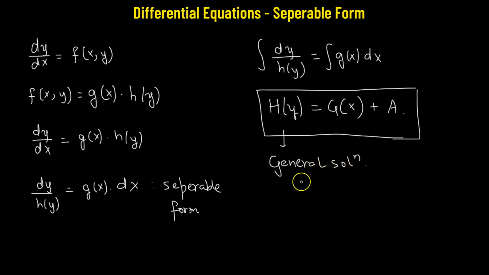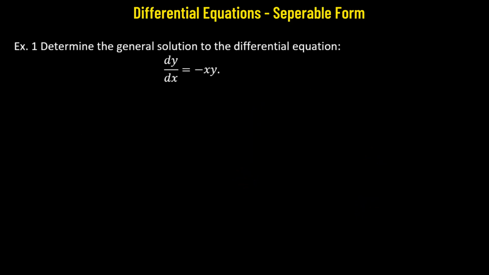So there is another type of solution also referred to as a particular solution. Particular in the sense that if we are given some conditions, also known as initial conditions, and these conditions allow us to obtain the value of this constant a, then what we obtain is referred to as a particular solution. Let's understand this idea with the help of an example. So we have our first problem.